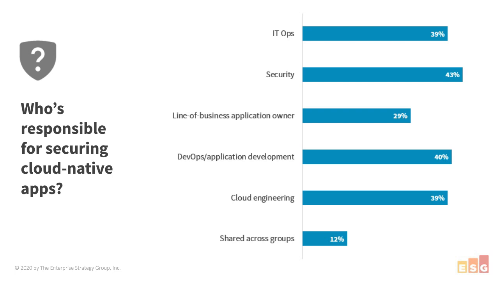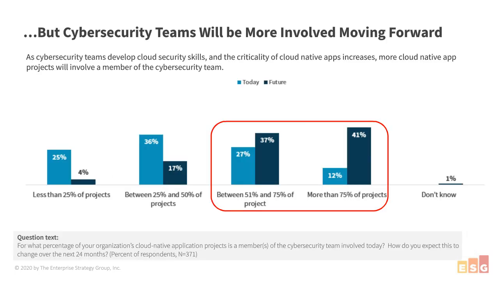IT ops involved, security is involved, the line of business application owner absolutely involved. Obviously, the DevOps delivery team's involved, cloud engineering. So a lot of folks are involved. It's very much a cross-functional endeavor, as it should be. That's what DevOps is all about. And when we think about secure DevOps, that certainly should be the case as well. And that gets better over time.